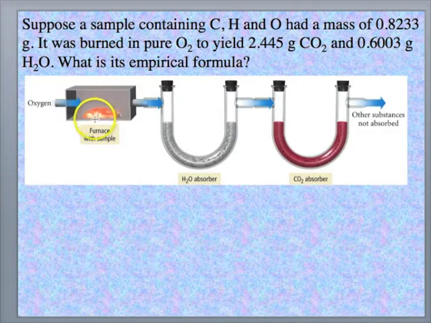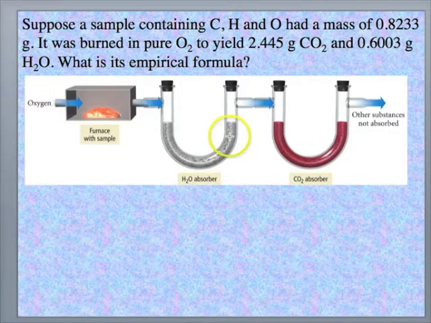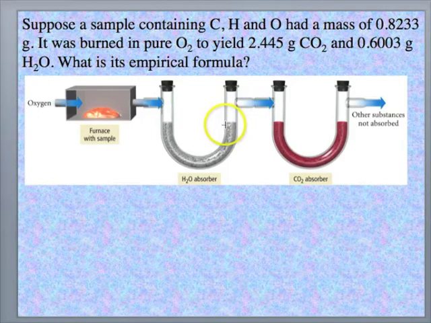Now, any carbon in the sample combusts to form carbon dioxide gas, and any hydrogen in the sample combusts to form water. So the oxygen stream now carries carbon dioxide and water into two U-tubes. The first U-tube is filled with a water absorber. And if you weigh the U-tube before the reaction and after the reaction, the difference is the weight of water created by the combustion. It gains weight.